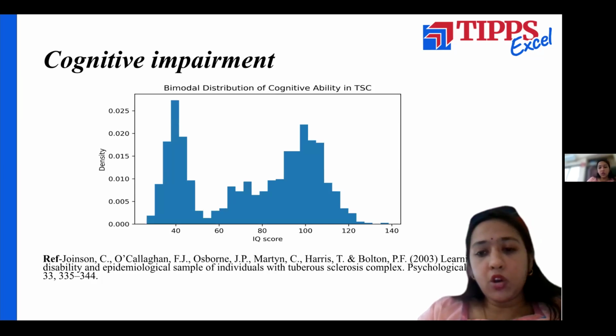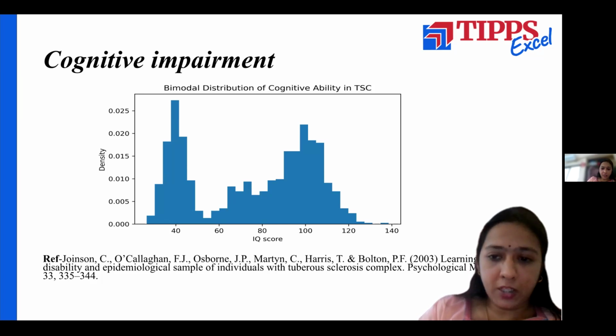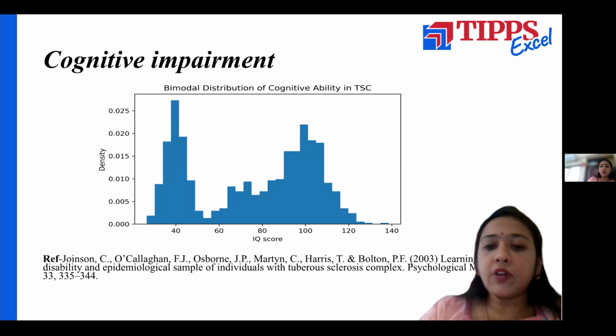Longitudinal studies have proved that though the IQ is much lower when compared with that of the general population, cognitive impairment actually has a bimodal distribution. So in this graph, you can see two peaks. One is a very low IQ range of 40 to 60, where the majority of children or adults with tuberous sclerosis might fall, or they might have subnormal intelligence of around 80 to 100. So overall, the IQ of this population is much lower when compared with that of the normal population. So cognitive impairment has a bimodal distribution.